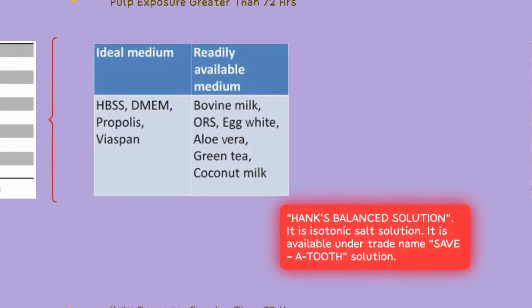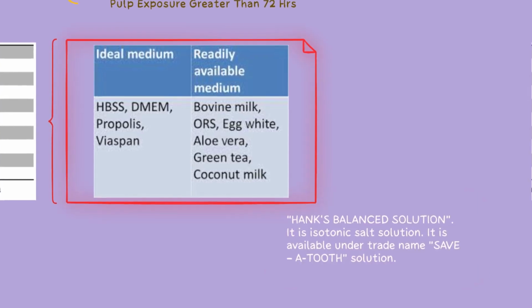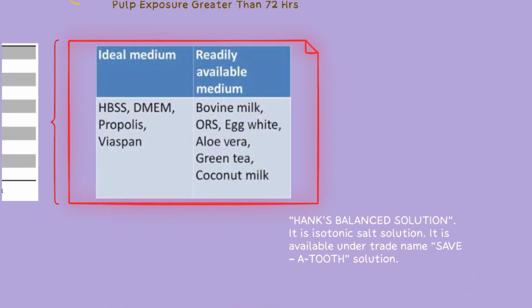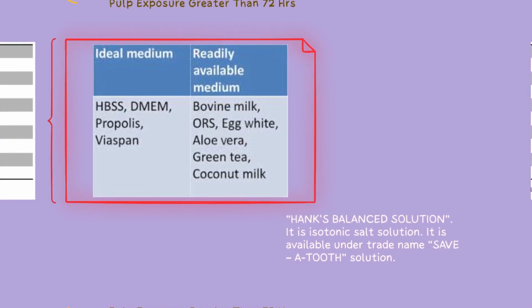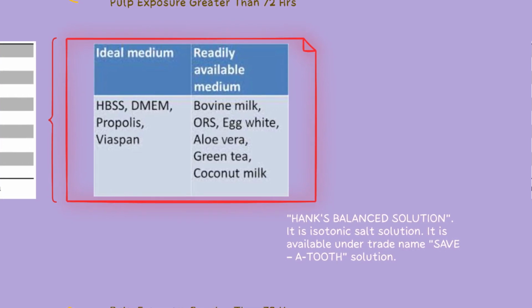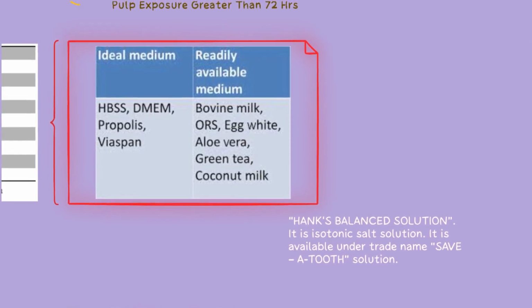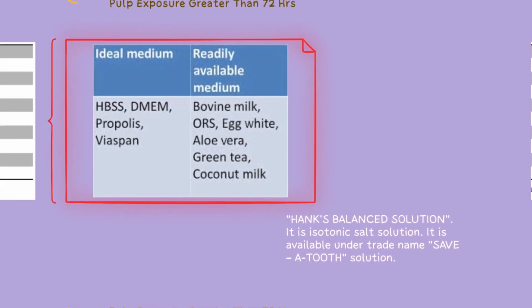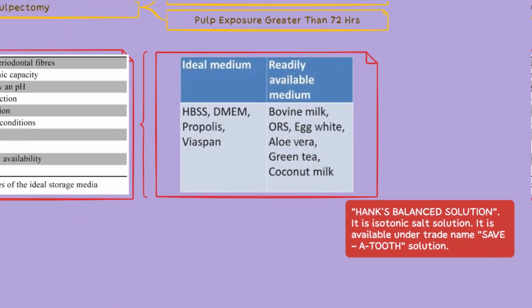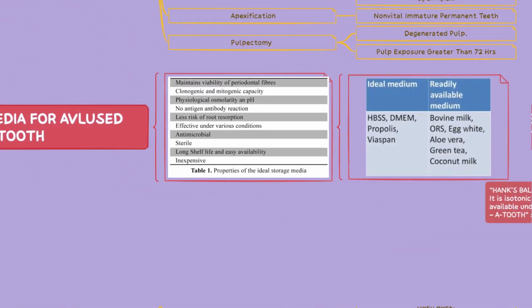In case HBSS isn't available, the tooth can be stored in other media such as diazepam, propolis, and DMEM. Naturally available items such as bovine milk, ORS, egg white, aloe vera, green tea, and milk can also be used to store the tooth. With this, we have come to the end of our discussion on traumatology.